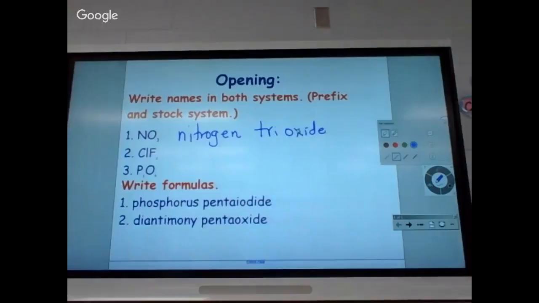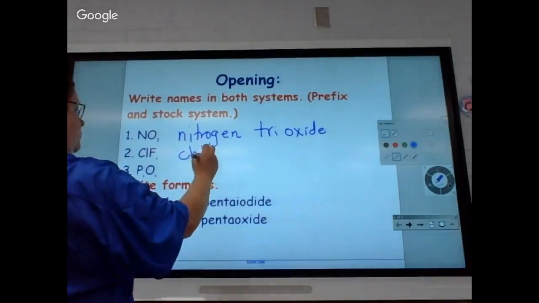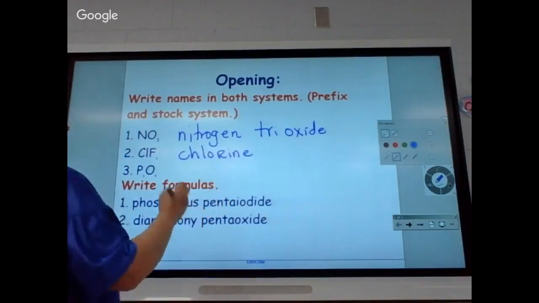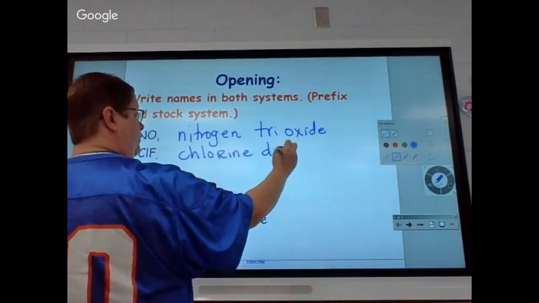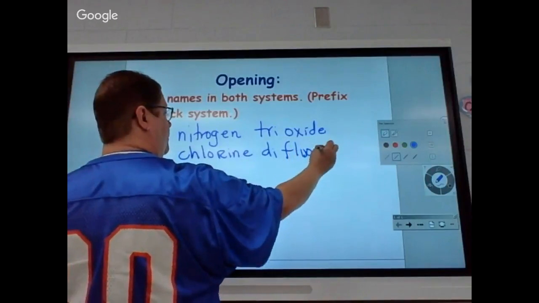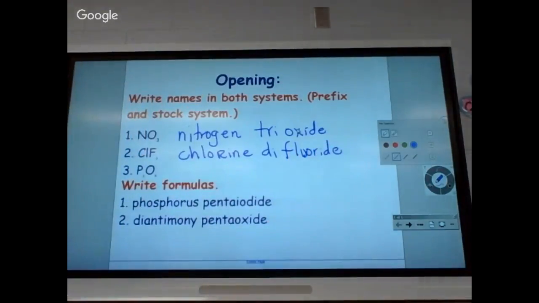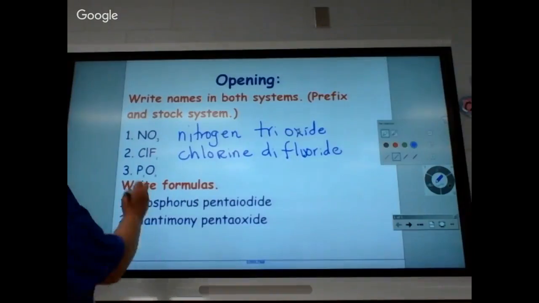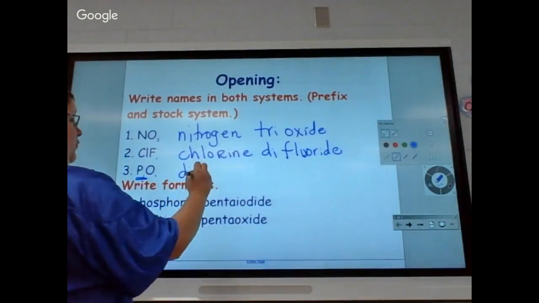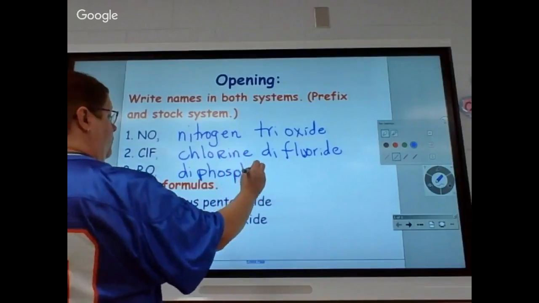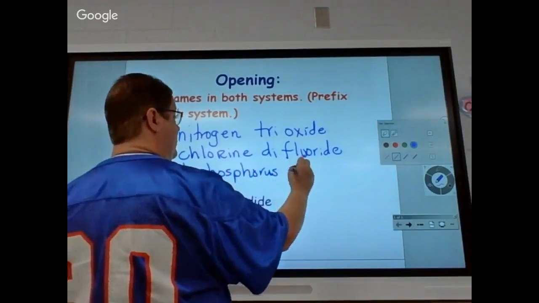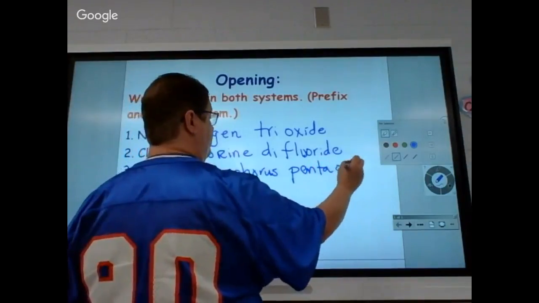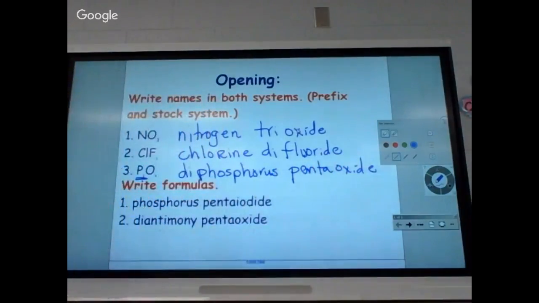All right, number 2. Chlorine, and then difluoride. So you don't change it at all? Change what? Like the numbers? No, you don't backwards crisscross or anything. There's no switching. There's no nothing. All right. And for the third one, we have a 2 on that first element. So we do what this time? Diphosphorus, and then pentaoxide. Okay, no switching. It's just straightforward.